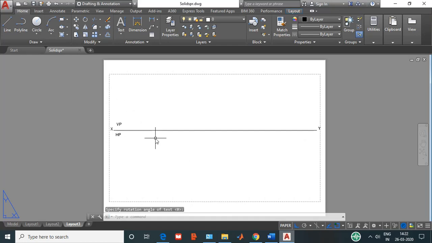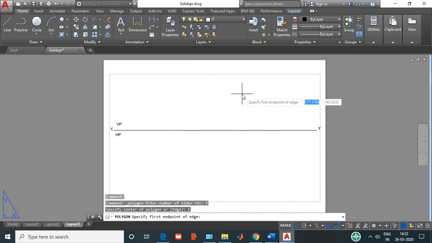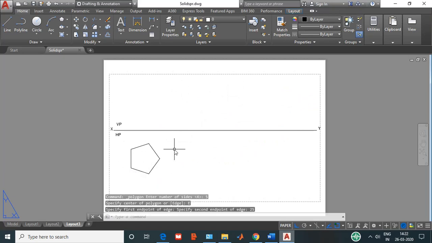Now the problem says it is resting on the horizontal plane, so I am supposed to start with HP, and it's a pentagonal pyramid. So polygon, number of sides 5, edge. Now the problem says it is resting on one of the corners of the base. So I have to make sure that the corner is on the right hand side, so that I can tilt it in clockwise direction, as we have followed for the other problems also. This is the corner, base edge is 25 mm, this is the base edge, right?